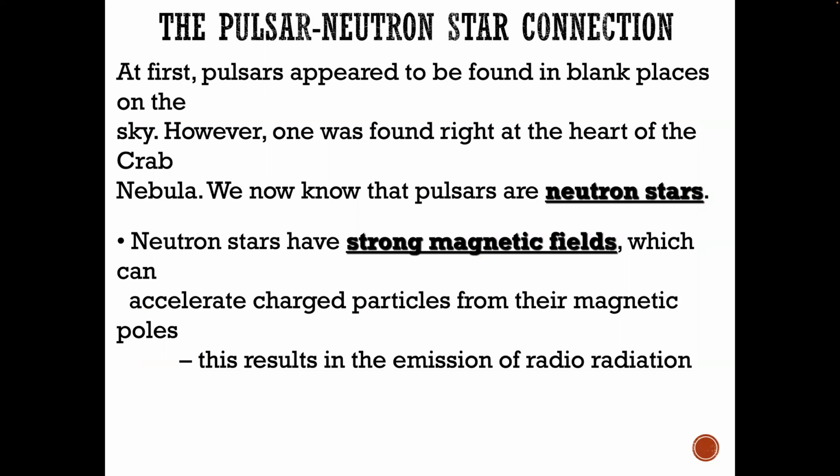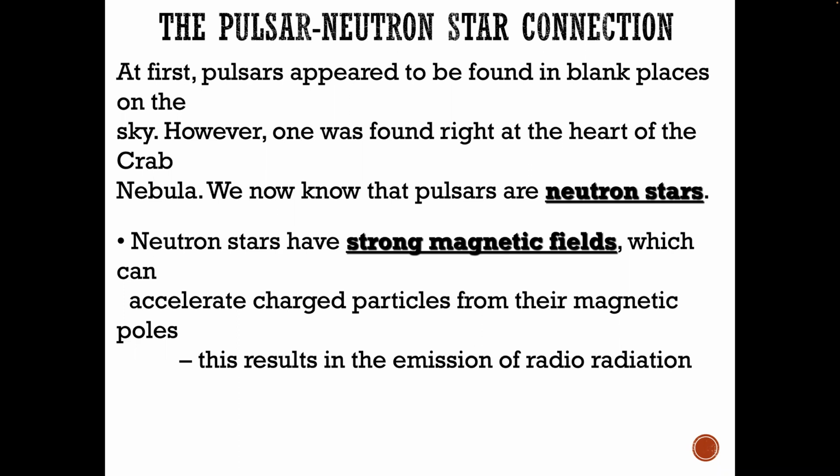Right. Now these pulsars were first found in very blank places on the sky. That means you just get the pulsar detected, but there seems to be nothing visible in that region, right? However, later there was one pulsar found right at the heart of the Crab Nebula. Remember that I talked about the Crab Nebula at the end of the previous lecture. What we know about the Crab Nebula is that it is a place where one of these supernova explosions occurred, right?